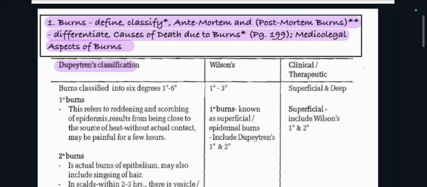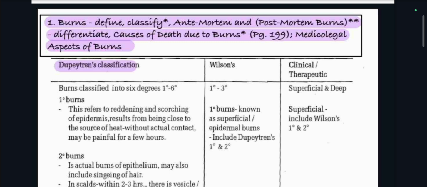Burns are classified into 6 degrees, 1 to 6 degrees. So according to which classification? Dupuytren's classification, remember the name. According to Wilson's classification, it is classified into 1 to 3 degrees, and according to our clinical classification, burn is either superficial or deep. So these are the three classifications: Dupuytren's classification, Wilson's classification, and clinical classification. We are starting with Dupuytren's classification first. Burns are classified into 6 degrees.